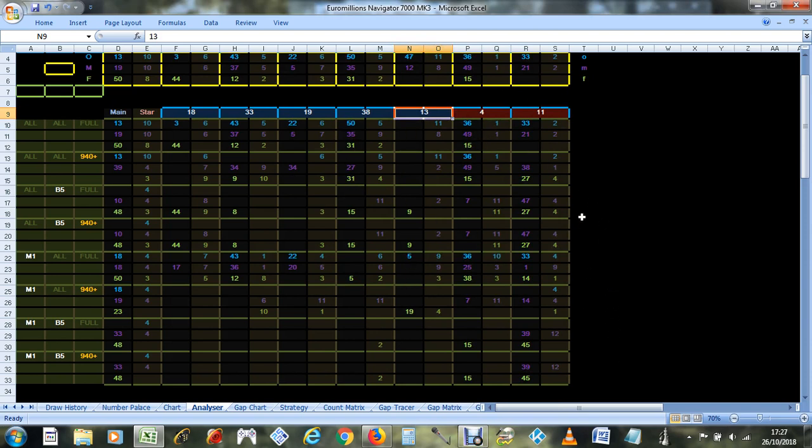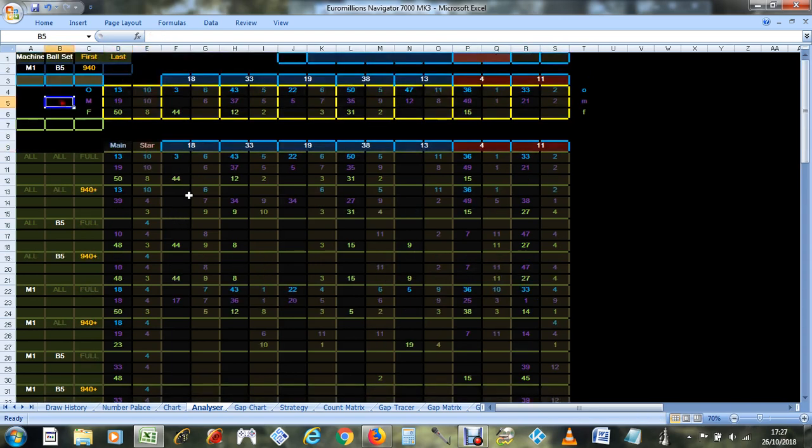Now, these are just some of the numbers, some of the main numbers, some of the star numbers. I'm not going to do an analysis for all of them because that'll just take too long. Check the time. I've already spent ages doing this video. But anyway, now I can show you all the coincidences between these numbers.